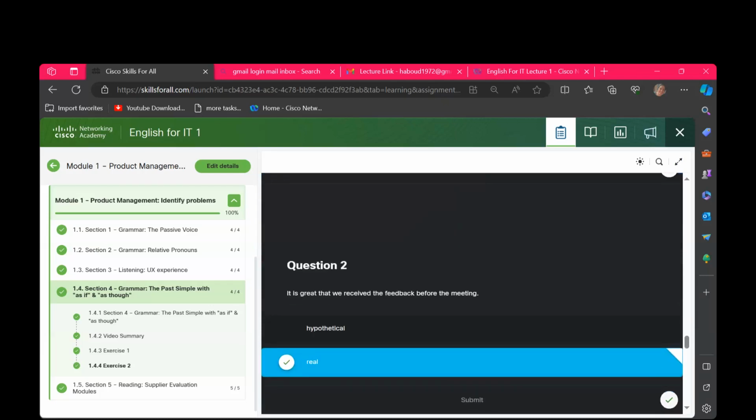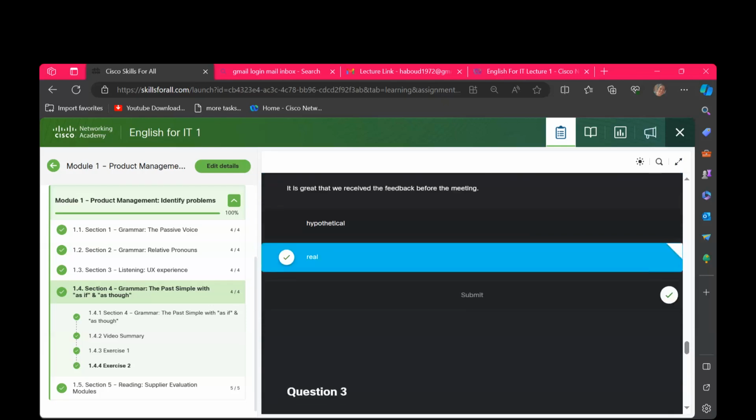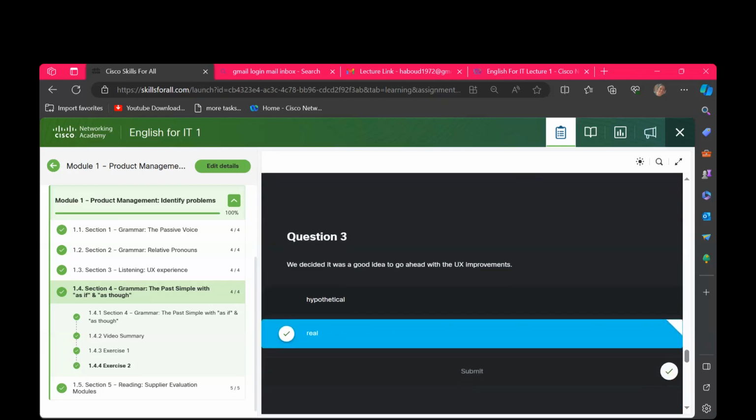Question 2, it's great that we received the feedback before the meeting. ها إيه رأيكم؟ شايفين as if ولا as though؟ لأ، يبقى دي حاجة real. الإجابة الصحيحة real، يبقى واقعية. Question number 3, we decided it was a good idea to go ahead with the user experience improvement. ها، hypothetical or real؟ طبعا ما فيش قدامنا as if ولا as though، يبقى something real.